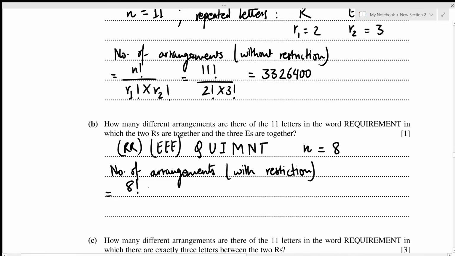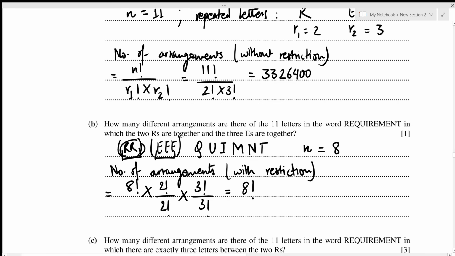We do not have any repeated letters, but we also need to consider the arrangement of these 2 R's and these 3 E's, but the total number of letters here is just 2, and the repeated is also 2, so that just cancels each other out, right? Same for the case of E as well. So the total number of letters is going to be 3, and the repeated is also going to be 3 factorial, which means that the number of arrangements is just going to be 8 factorial.